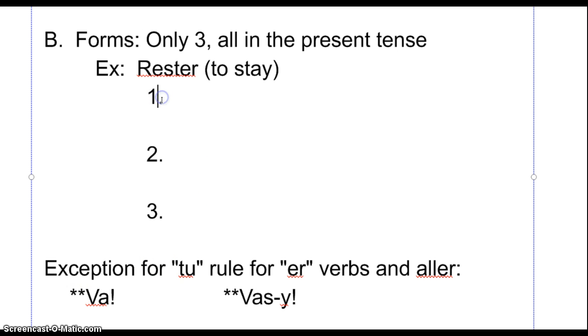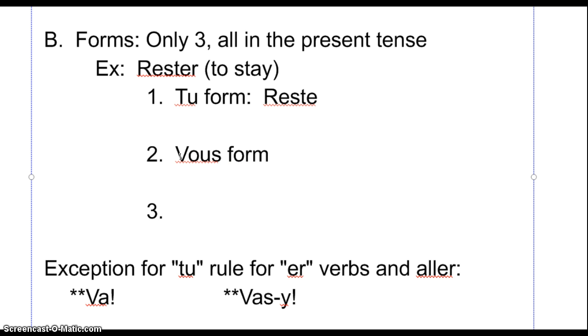The first form that you have with an imperative is the tu form. And all you have to do is conjugate it in the present tense. So take off the ER and put on the endings. Now here's something that's a little bit annoying for whatever reason. ER verbs in the tu form and aller don't use the S. There is a reason for that. I'm not sure what it is, but you drop the S when you conjugate ER verbs or aller in the present tense for tu.